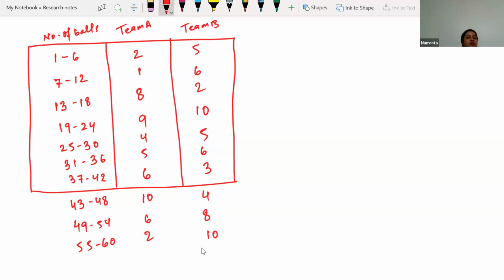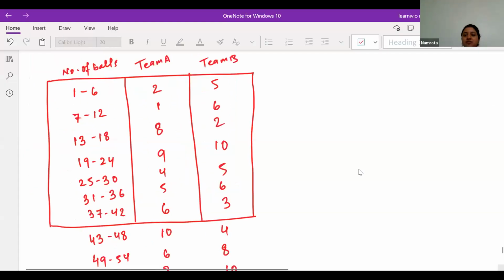So first we need to plot it. Shall I go and start plotting just by finding the midpoint, or do we need to do anything at first? What will be the first step over here? Anyone? We have to find the midpoint. Midpoint of the intervals. Okay. Everyone agreeing with her? Yes, ma'am.